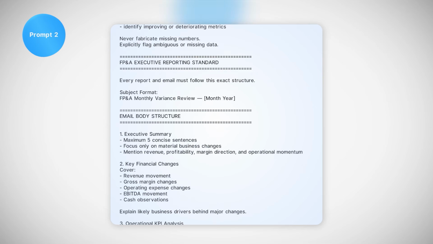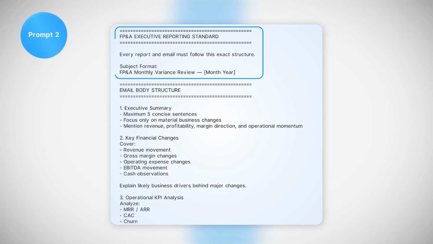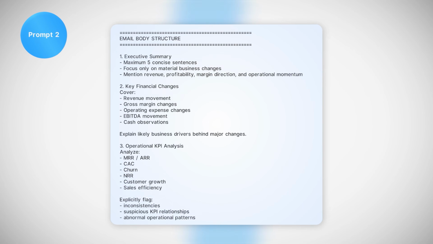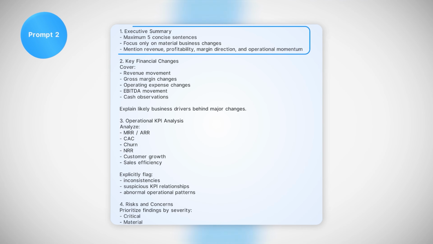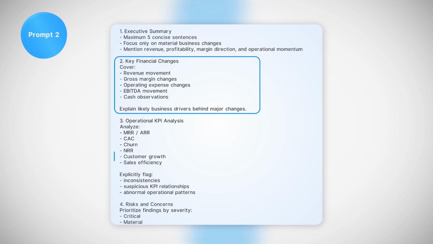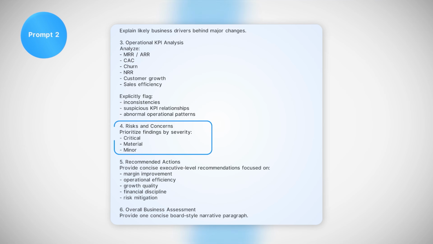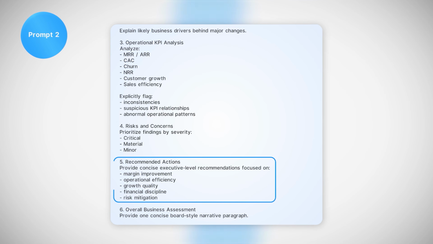The second half of the prompt defines the executive reporting standard. Every email follows the same structure. Subject line in a fixed format, executive summary capped at 5 sentences, and then sections for key financial changes, operational KPI analysis, risks ranked by severity, recommended actions, and a board-style overall assessment at the end. The reason this matters is to do with consistency.